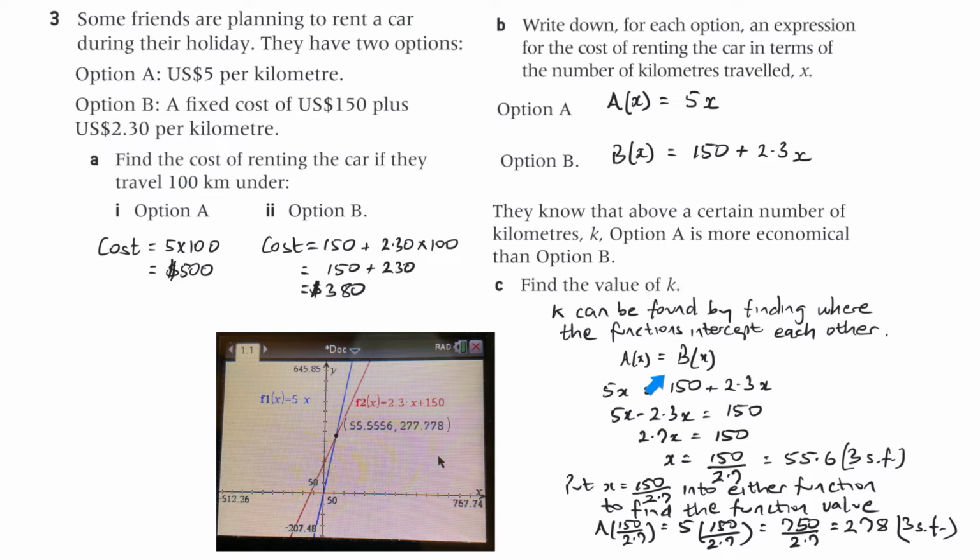Now, we found the value of k here when you equate the two functions, because that's actually what that point is. If you do it algebraically, you get 55.6, and the calculator showed the same. Then you put 55.6 into either of these two functions, and you'll come up with the other number, 278, and that's what the calculator found. So this should be option B is more economical than option A there. And we've proved that down here, and it happens after x equals k, where k equals 55.6 kilometres.